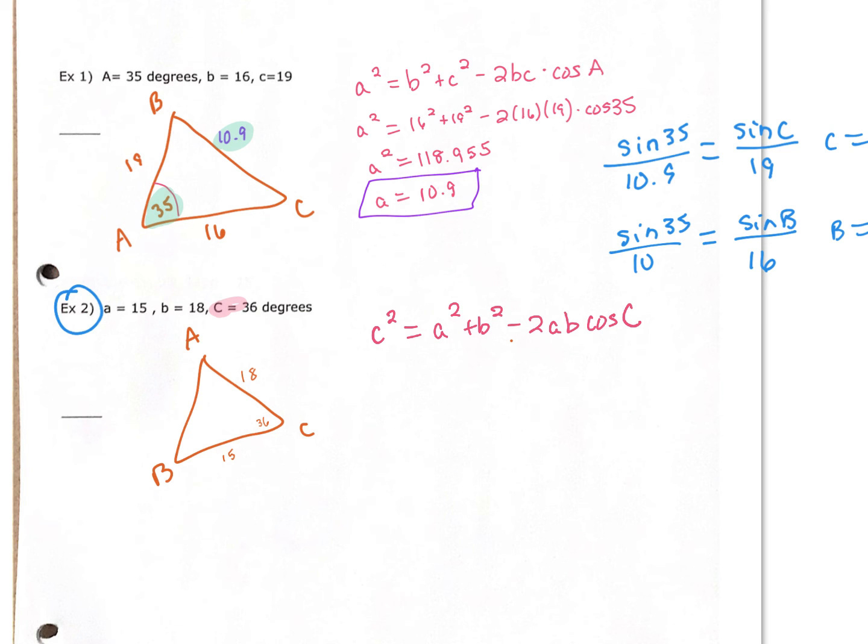So once again, we're just kind of plugging in here. So C squared is equal to 15 squared plus 18 squared minus 2 times 15 times 18 times cosine 36. So when you plug all of that into your calculator, do be careful with that. It's easy to kind of make careless mistakes with the plugging in on the calculator, so do be careful with that, okay? On this one, we get that C squared is 112 point whatever, so we get that C is 10.59.